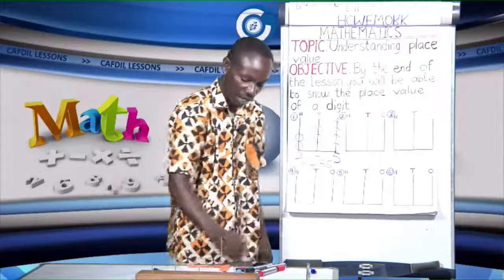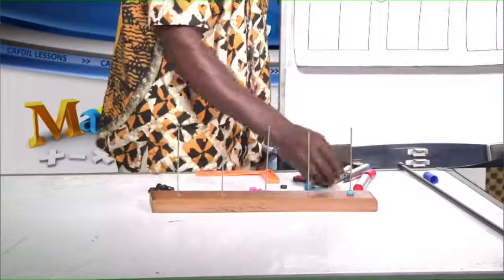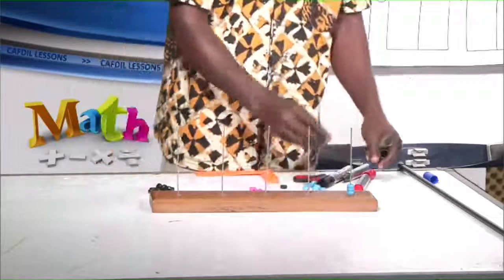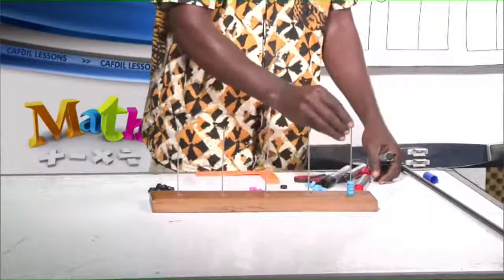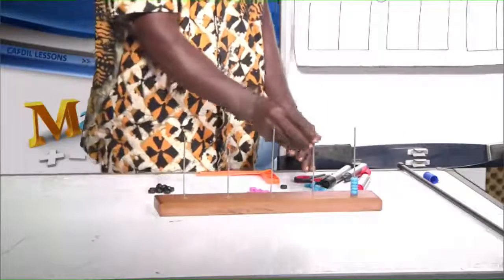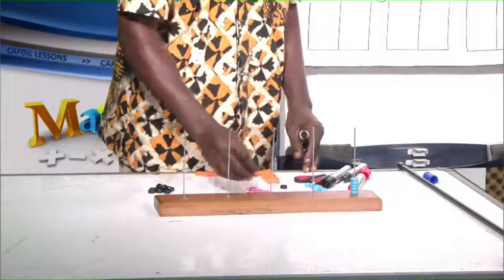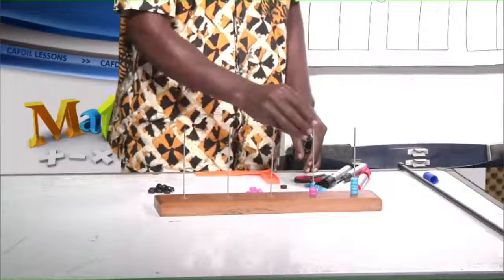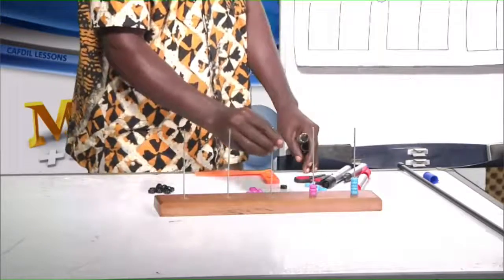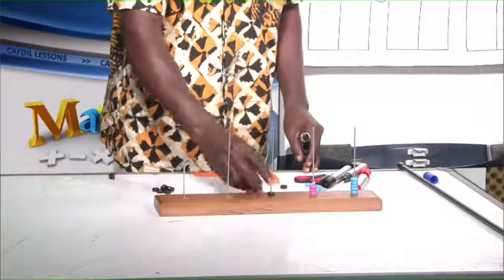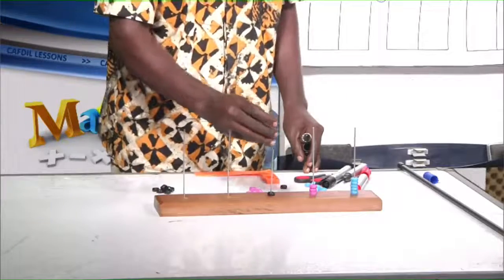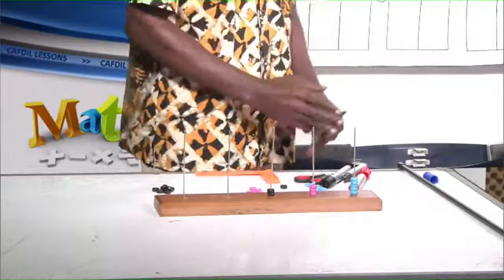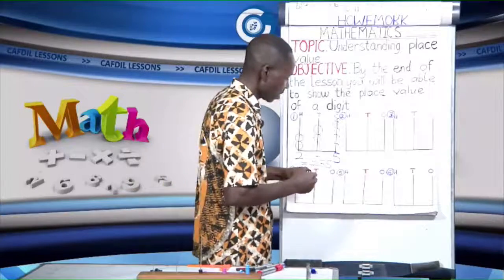So under ones column, you can have 5. 1, 2, 3, 4, 5. Then under tens column, we can put 1, 2, 3. Then under hundreds column, we can put 1, 2. So we still have 235.